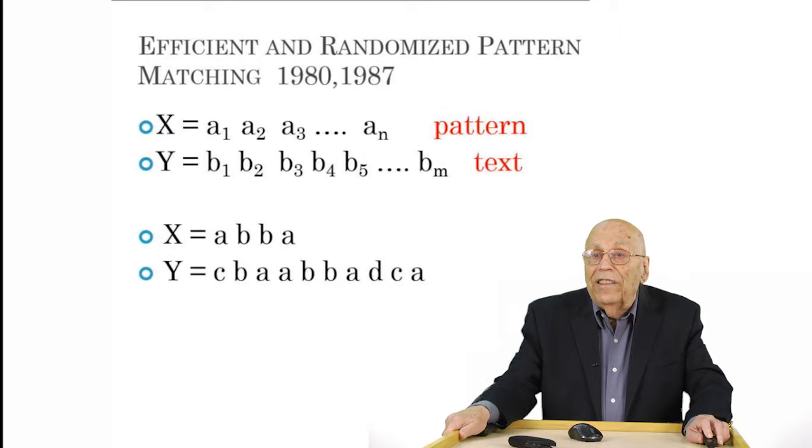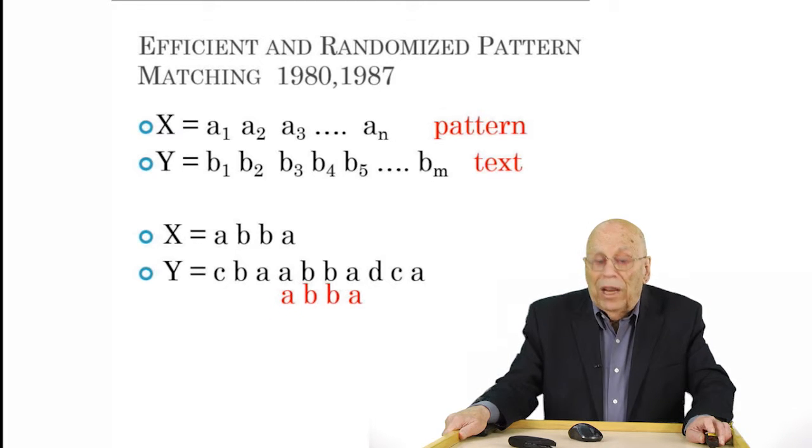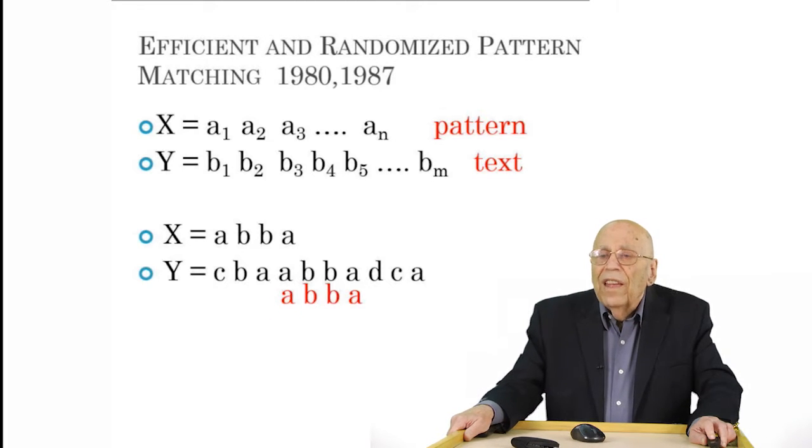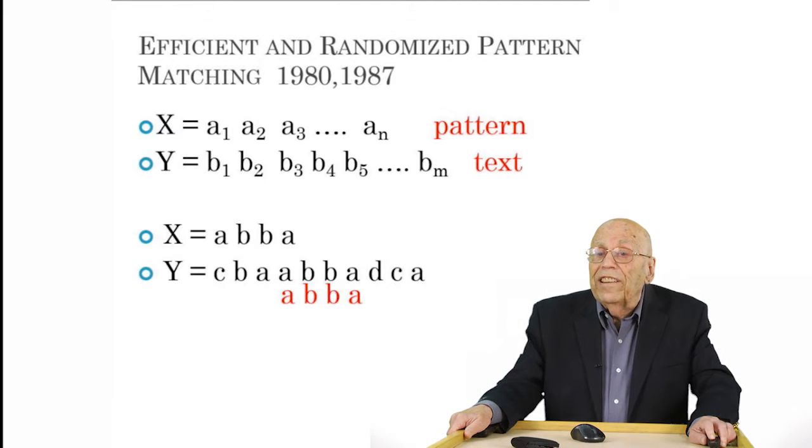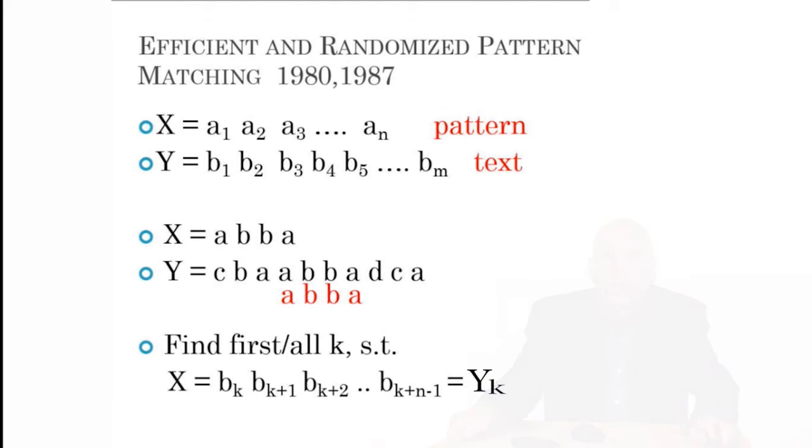So here is a small mini example. You have ABBA, there's no match here, no match here, no match here, but finally there is a match. So the exercise is to find all indices k such that x, the pattern, matches the kth stretch of n symbols in the text.